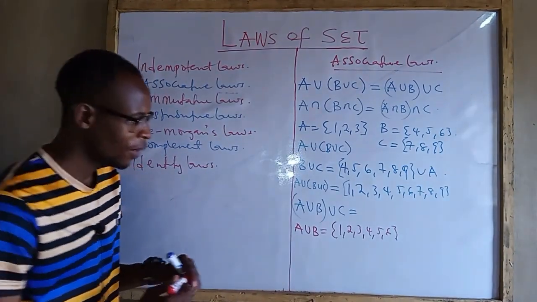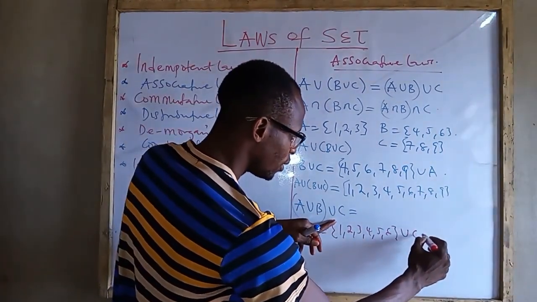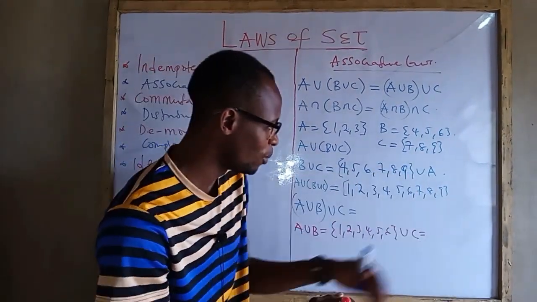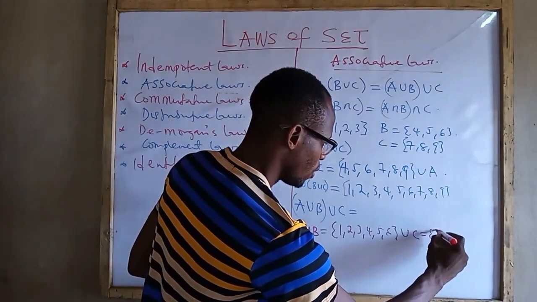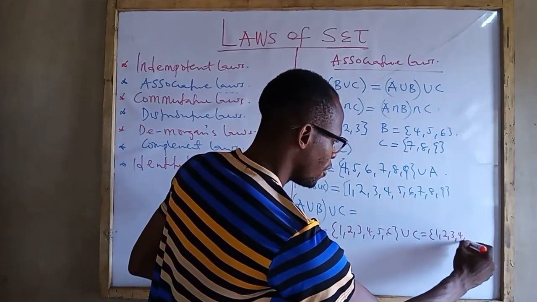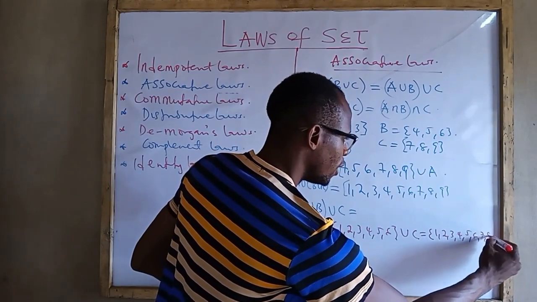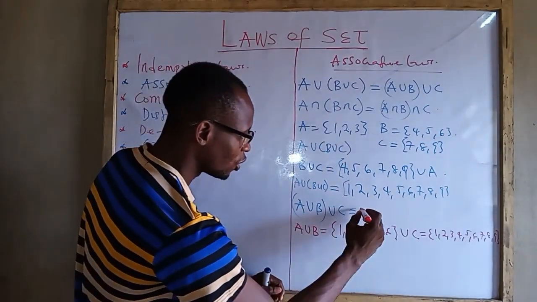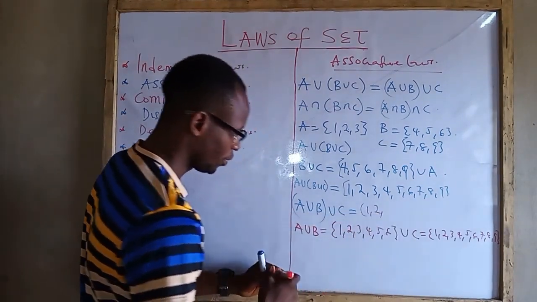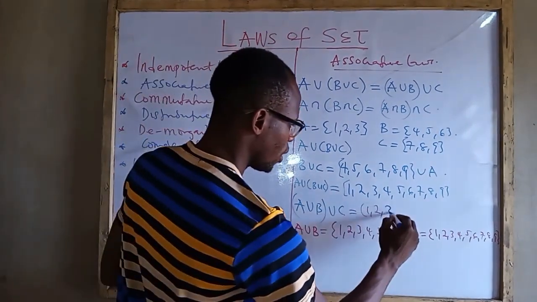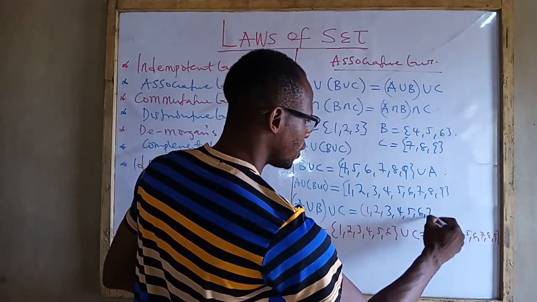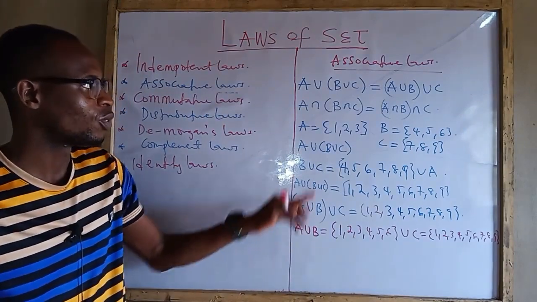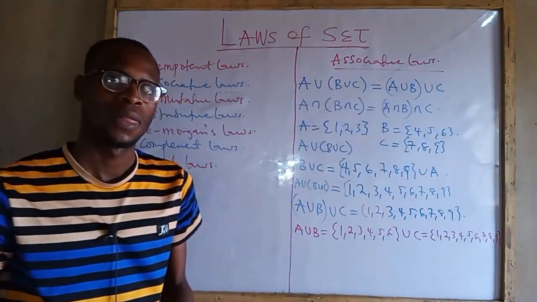Are we following? Okay, then union C. So I'm also joining it with C, which is 7, 8, 9. So this becomes 1, 2, 3, 4, 5, 6, 7, 8, and what? 9. So therefore, A union B union C is also equals to 1, 2, 3, 4, 5, 6, 7, 8, and 9. So the law has been verified that this is equals to this according to associative laws.